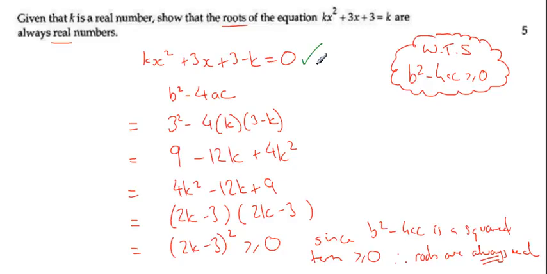Okay, marks. First mark is for getting your original term equal to 0. Your second mark is for your strategy for using your discriminant. Third mark for subbing in correctly.